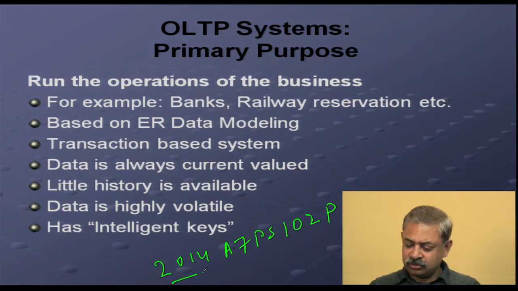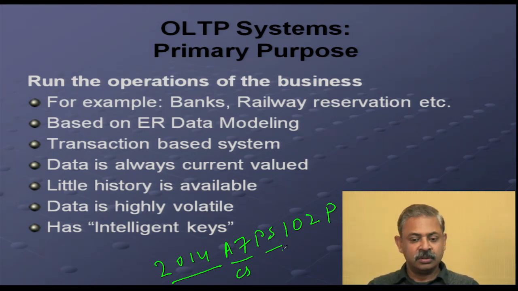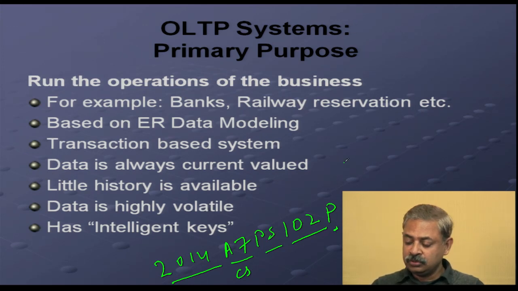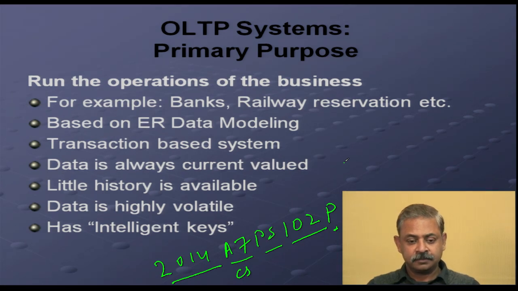2014 tells me the year of admission of the student. A7 tells me the discipline, which here turns out to be computer science. PS stands for the practice school option, which is there by default. 102 is basically the merit position of the student in the admission process, and P stands for the campus, that is Pilani. So you can see so much information is built into this particular key. That's why we say intelligent keys.